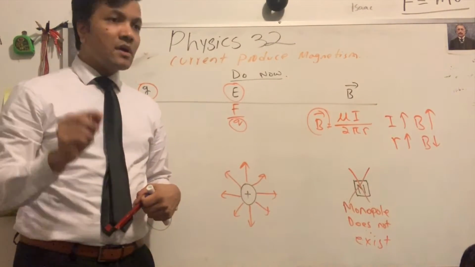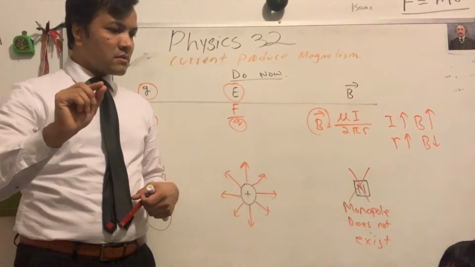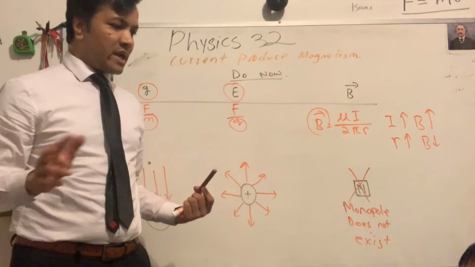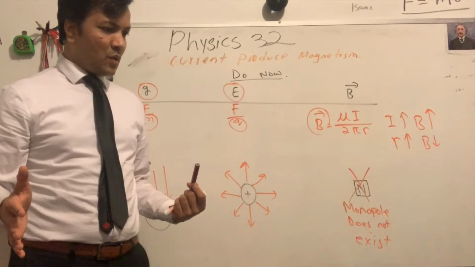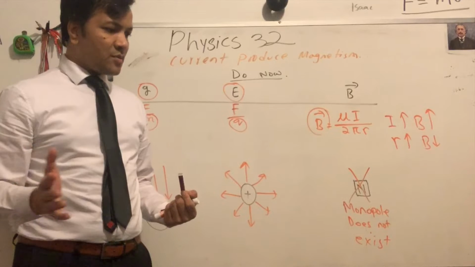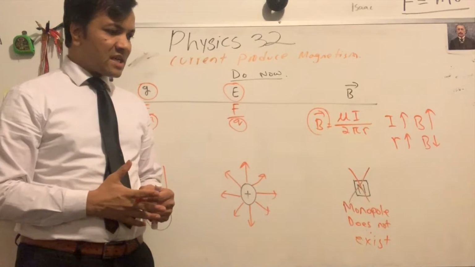An atom. Would that atom have a magnetic field? Yeah, it will have a magnetic field, because that atom will have how many poles? Two poles, north pole and south pole. You can never separate the north pole from the south pole, even if you cut it.